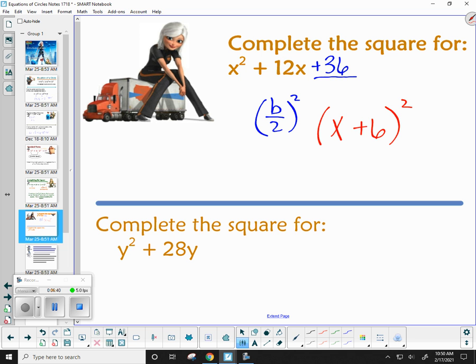Okay, so right now I'm just trying to review with you completing the square because we're going to use it a lot. So we took b divided by 2, which gave us 6. We square it, we got 36. That allowed us to take this trinomial and write it as a binomial square.